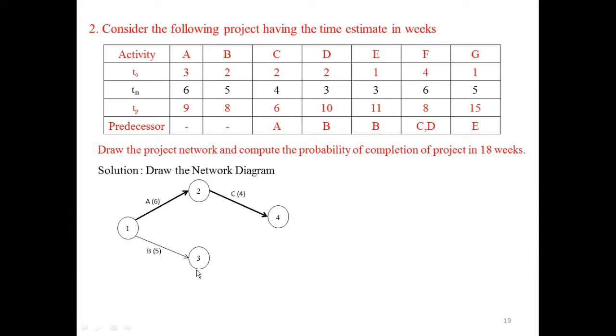Here it is B. That means you have to draw a line from 3 to 4. You have to represent it as activity D. Corresponding to D, the most likely time is 3. Here you write bracket 3.